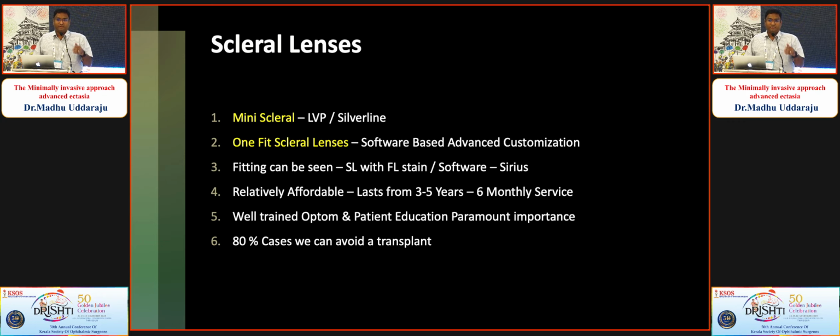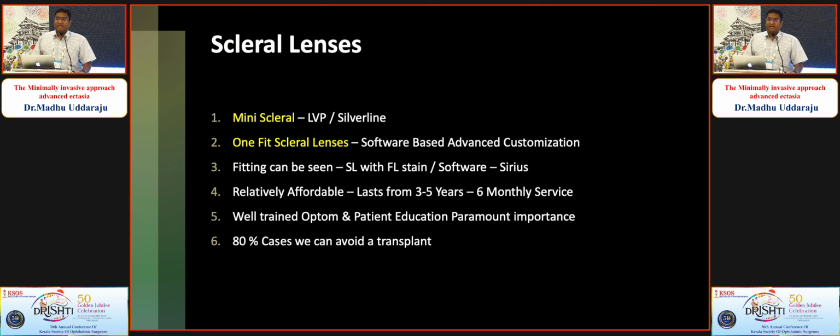And also you can see, as I've shown them, software is available in Sirius and Sirius Plus for this contact lens fitting. That also you can use. These lenses are relatively affordable and they usually last from 3 to 5 years, and a 6-monthly service is done by an optometrist. But you have to have a well-trained optom, and patient education is of paramount importance.